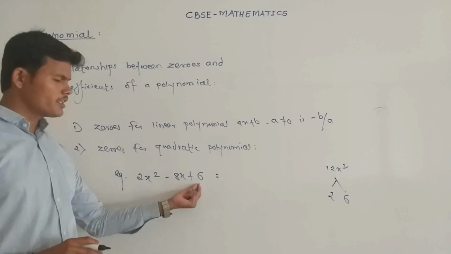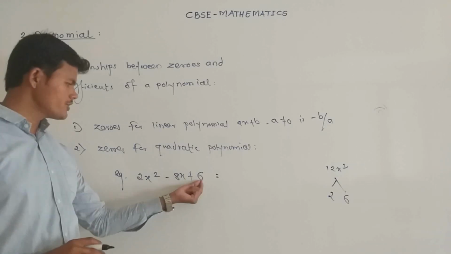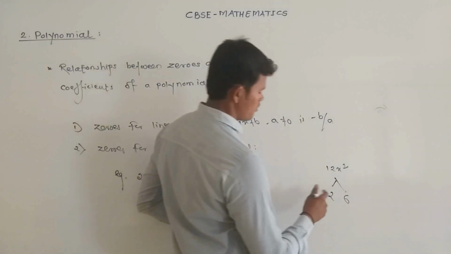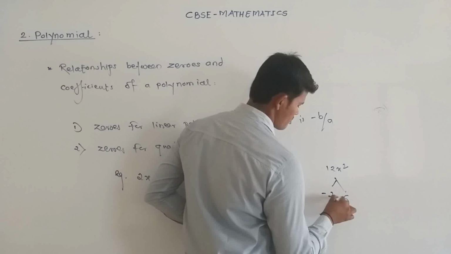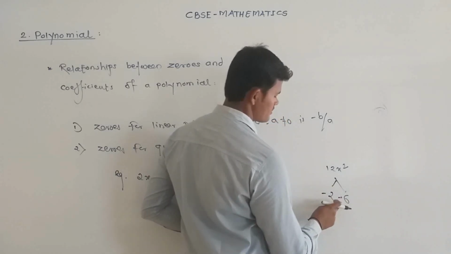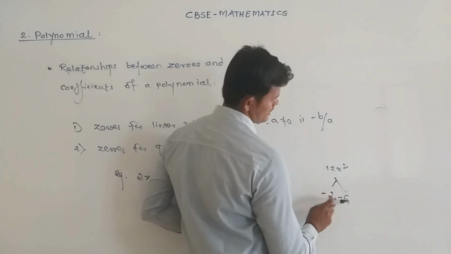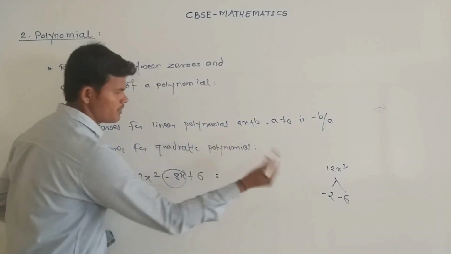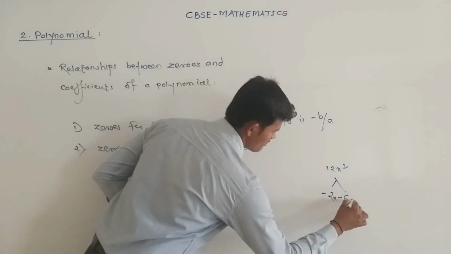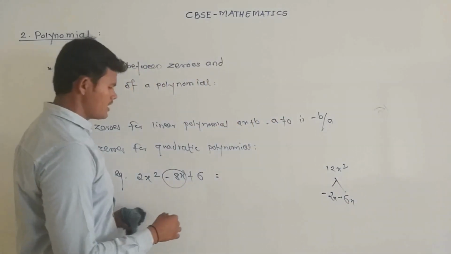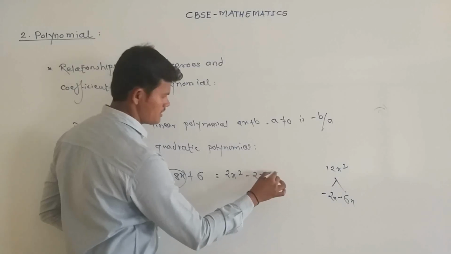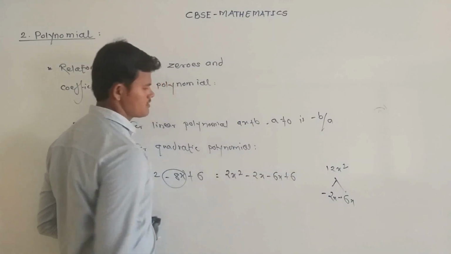But here the middle term sign is minus, and the product is positive. The product is positive and the sum is negative, then the sign of both the factors is minus, because minus into minus gives plus, and minus plus minus gives minus. So replace the middle term, minus 8x, by minus 2x and minus 6x. So we get 2x square minus 2x minus 6x plus 6.